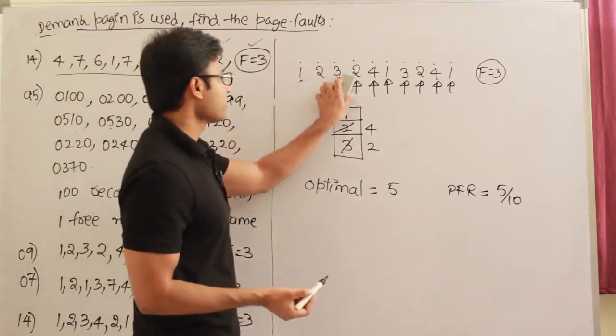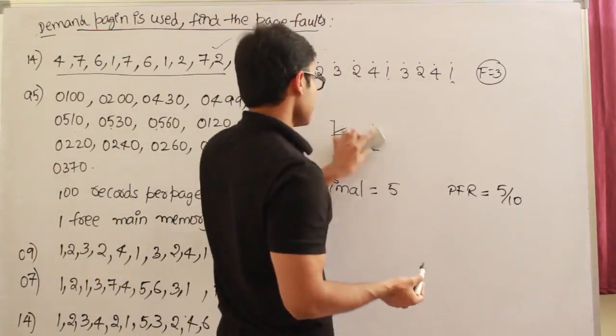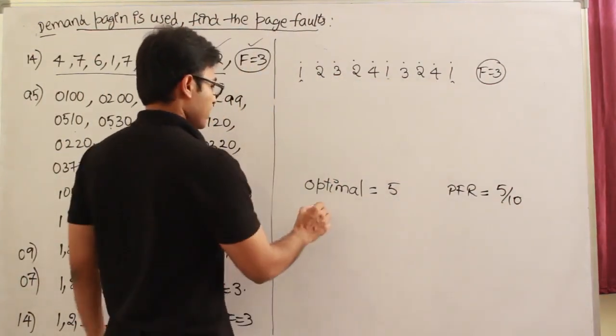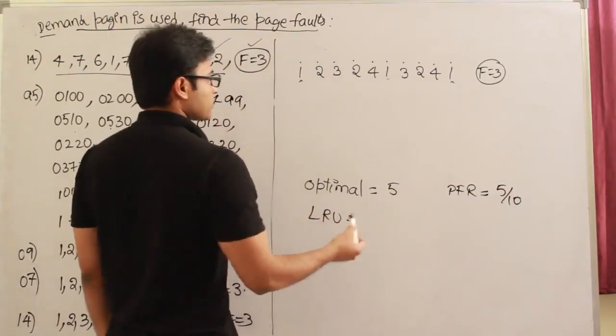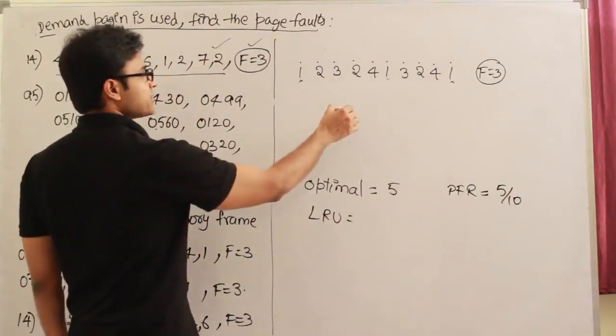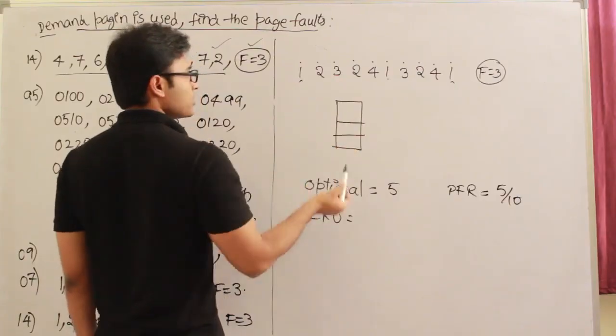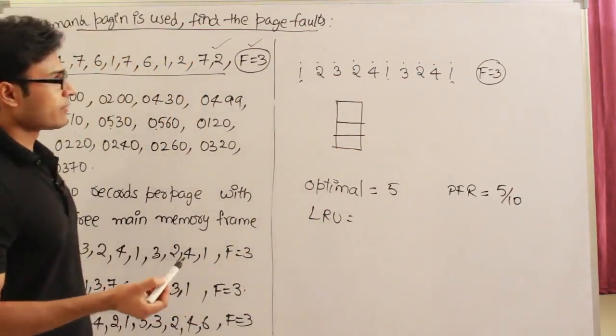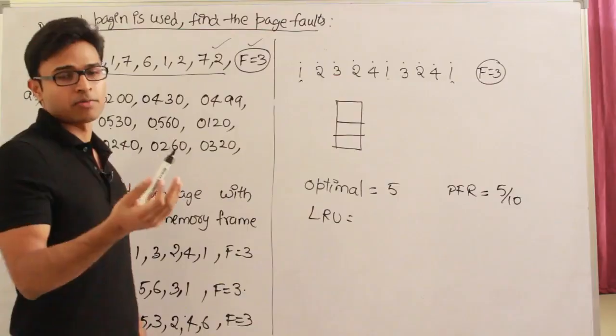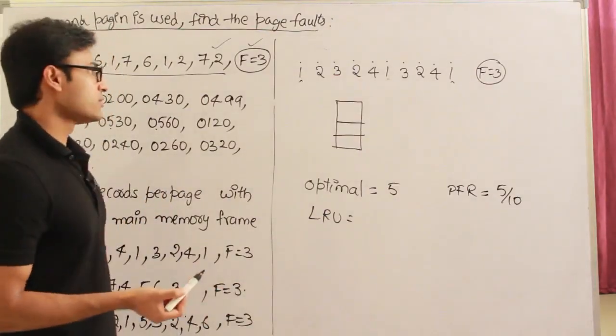Next we shall try least recently used, LRU. How are you going to use least recently used? We have to look at the past and then decide. In the past, if a page is not being referred, then maybe you can assume that it might not be referred in the future as well. That is the concept behind it.